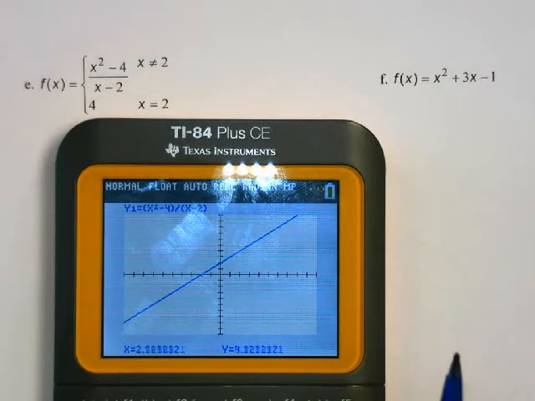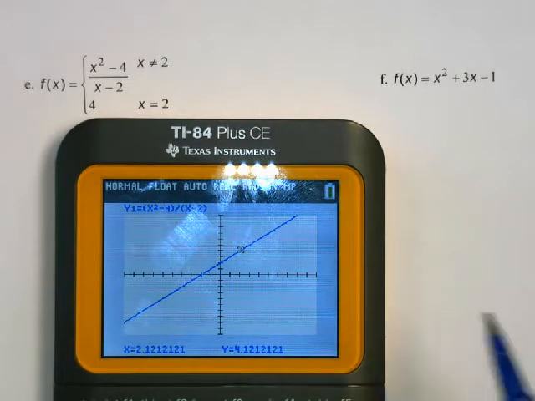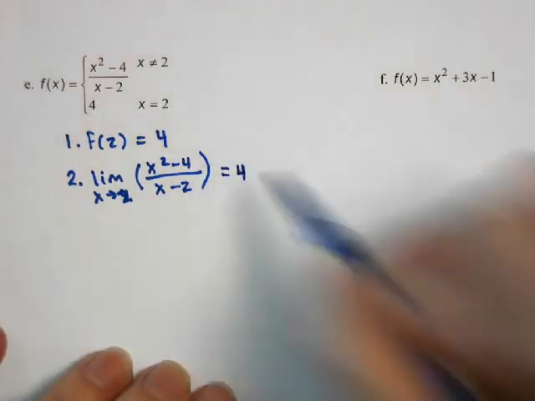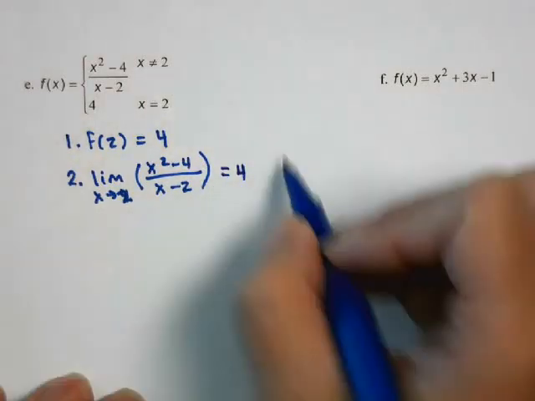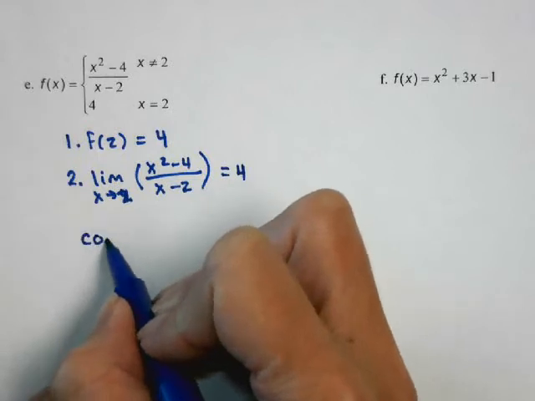But if I go a little bit to the left and a little bit to the right, if we look at those numbers, they are approaching 4. So we can say that that limit, it's going to the same place. This limit is 4, which means this graph is continuous.